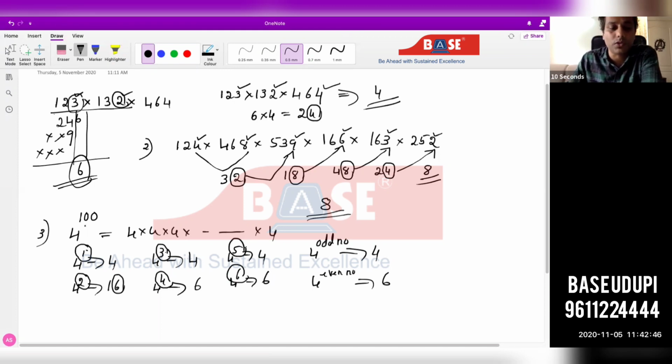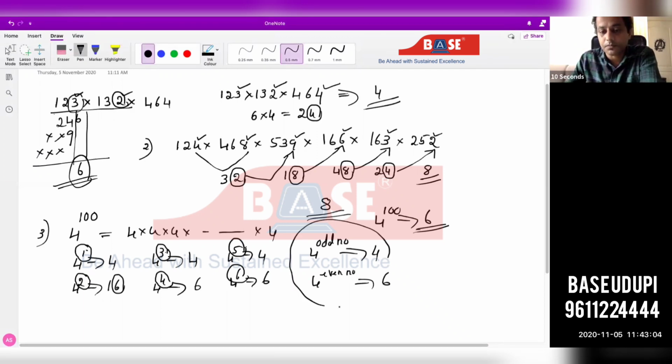My question to you is, what does 4 to the power 100 end with? 100 is an even number, so it ends with 6, obviously. So 4 to the power 100 ends with 6. But what is important is that you should not memorize this part. You should never do that in aptitude. Aptitude is all about skill, where there is nothing to memorize.